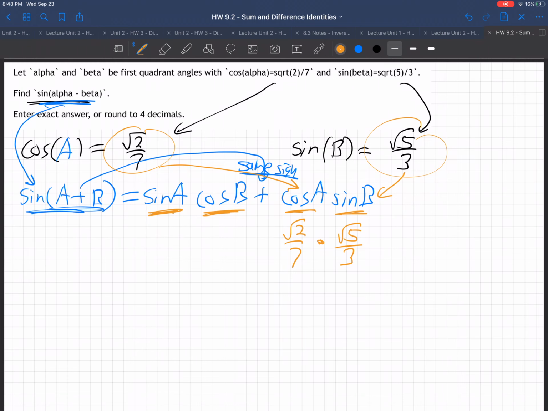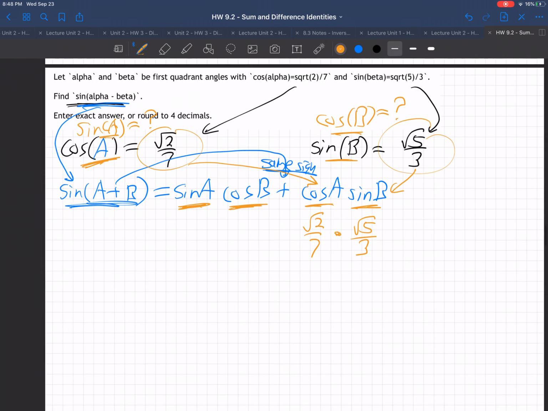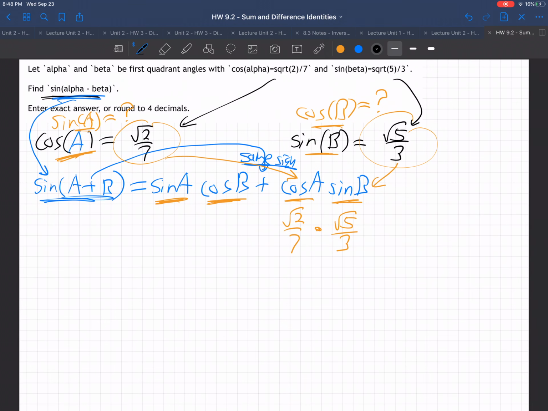So how are we going to do that? How do we get the sine and cosine of those angles, right? We have the cosine of A, but we don't know the sine of A. And we have the sine of B, but we don't know the cosine of B, right? So you see what we have? We have the cosine of A, but not the sine, and we have the sine of B, but not the cosine. How are we going to get those other things? Well, we can just draw a first quadrant triangle.